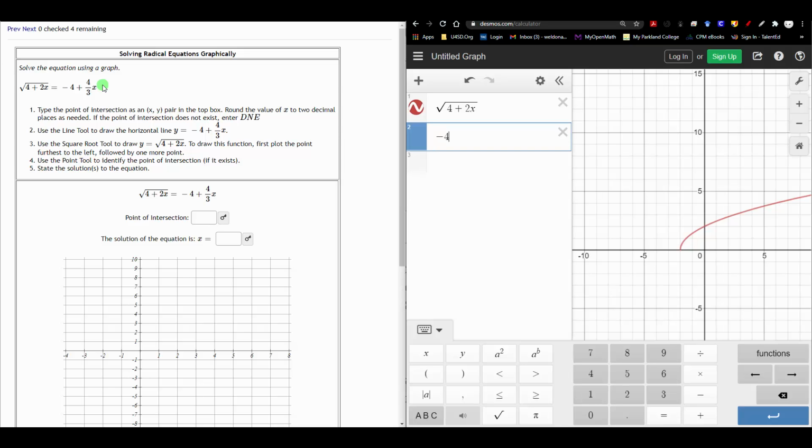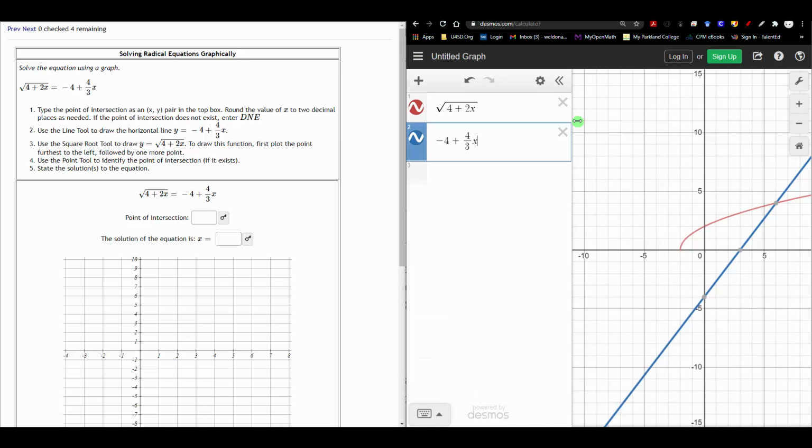So we got a negative 4 plus, and then we got 4/3. So I just do 4 divided by 3. That automatically inputs a fraction for me, and then I'm going to get out of the fraction by hitting the right key and then typing x. And you'll notice that when I do that, you'll see the line pop up here immediately on the graph. All right, so you see red function, you see blue function.